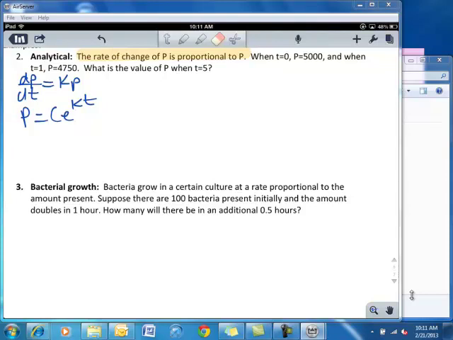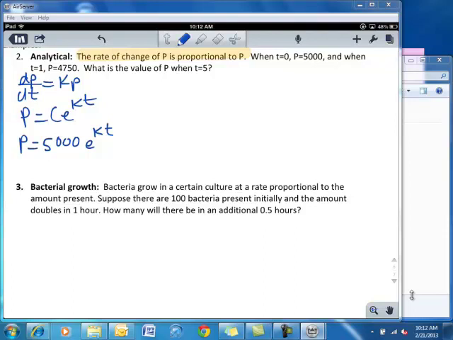Since C is your starting amount, Andrew, you're right, you can plug 5,000 in for P, but that would enable you to solve for C, kind of. You have to be able to deal with K as well. If we can recognize that C is 5,000, that's going to save us a lot of time. Remember that C is the initial amount. You just plug it in.